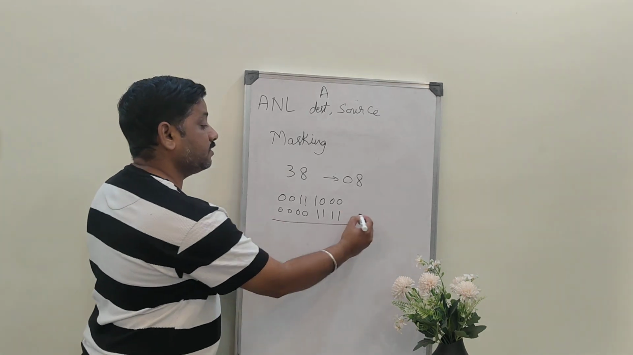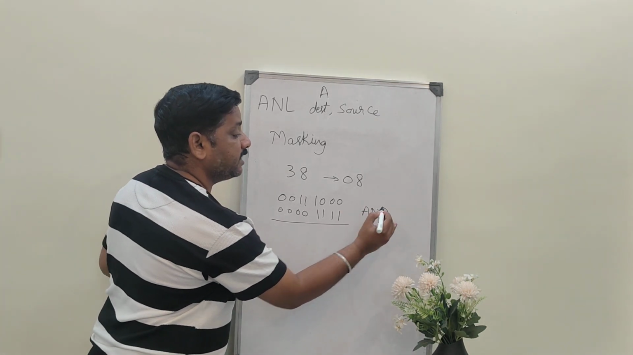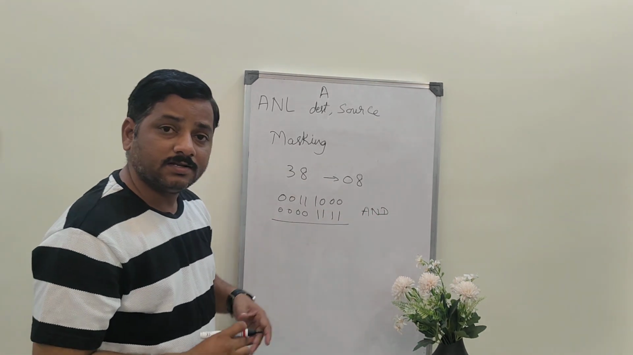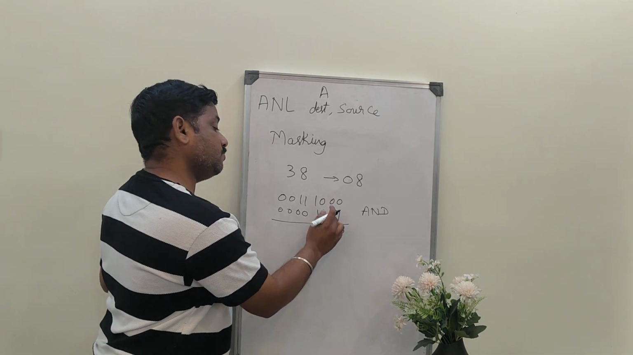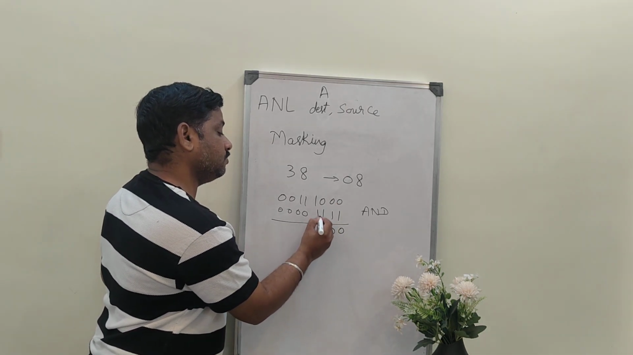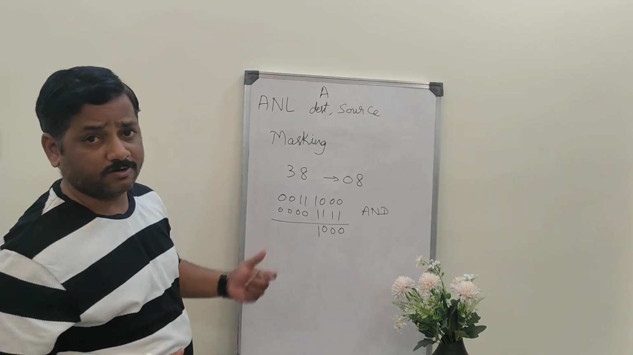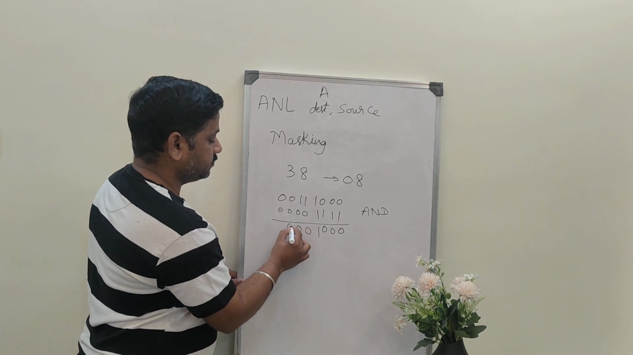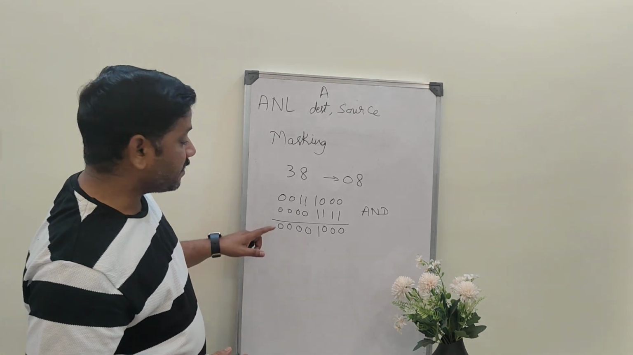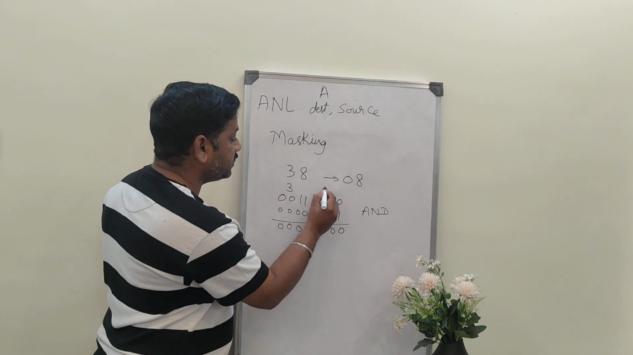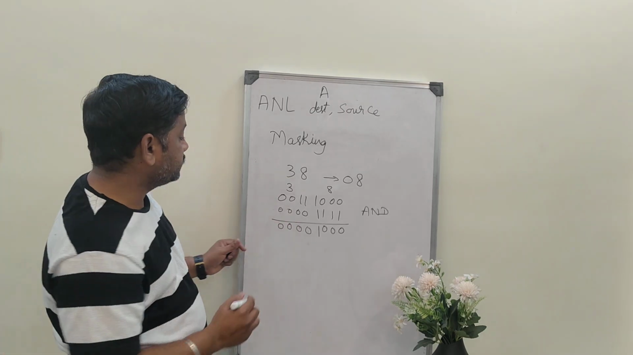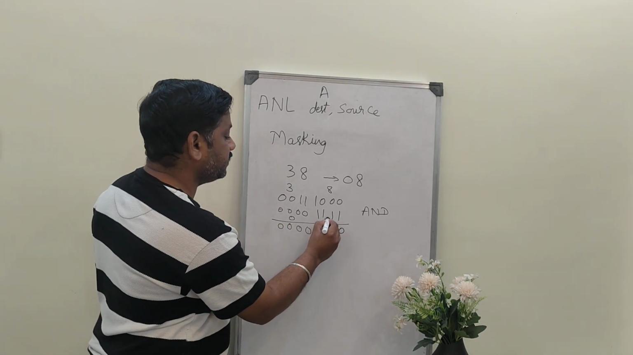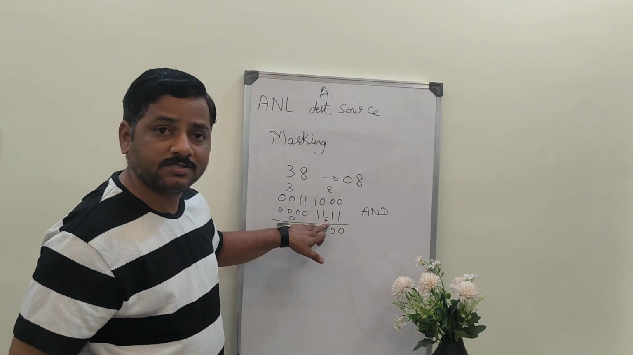So we are applying the AND logic. 0 and 1 is 0. 0 and 1 is 0. 0 and 1 is 0. 1 and 1 is 1. That is what I am writing according to the truth table. And 1 and 0 is 0. So this is 0, 0, 0. What happened here? We had 3 and 8 and I am ANDing it with 0 and F. In hexadecimal, this is 0, this is F.